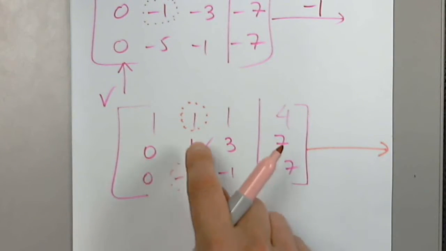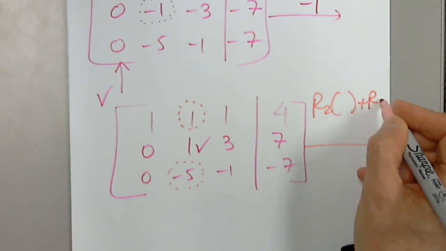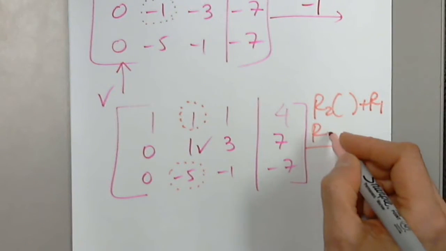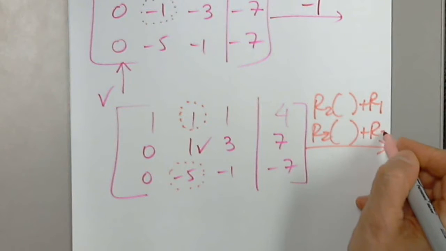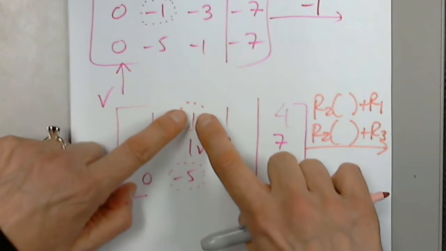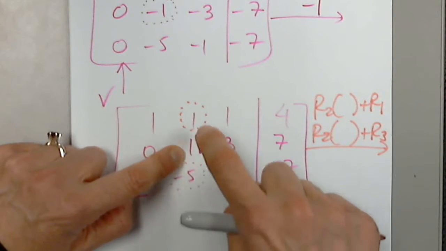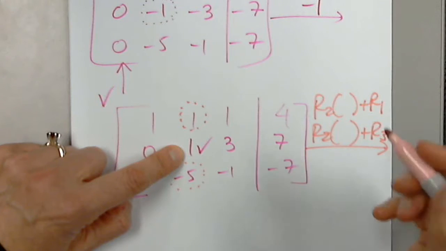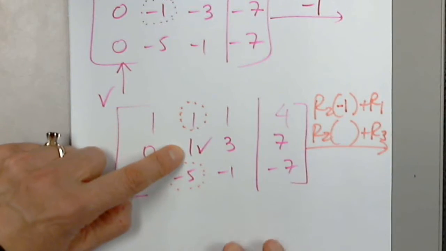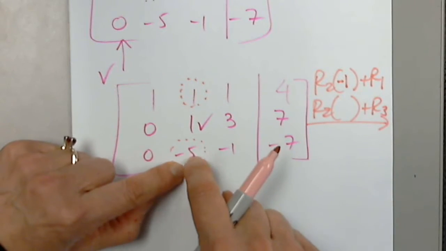I have to. The 1 will give me the zeros. So row 2 multiplied by something and add it to row 1, and row 2 multiplied by something else and add it to row 3. So how do I eliminate the 1 here using this one? What do I need to multiply it by to get a 0 here? -1. What do I need to multiply this row by and add it here to get a 0 here?